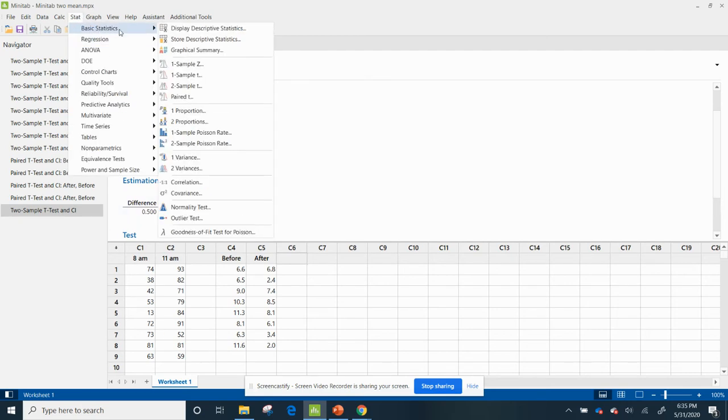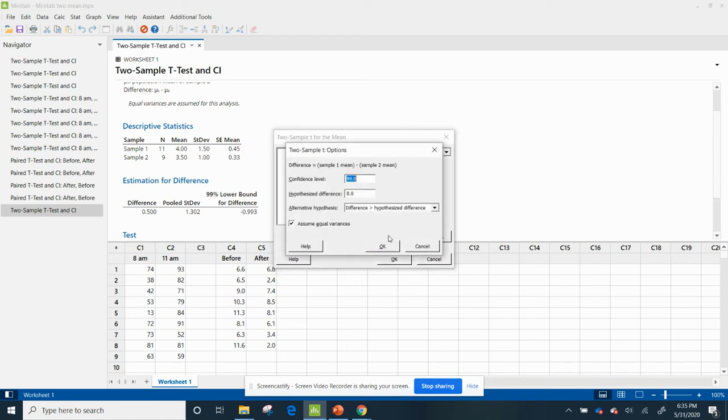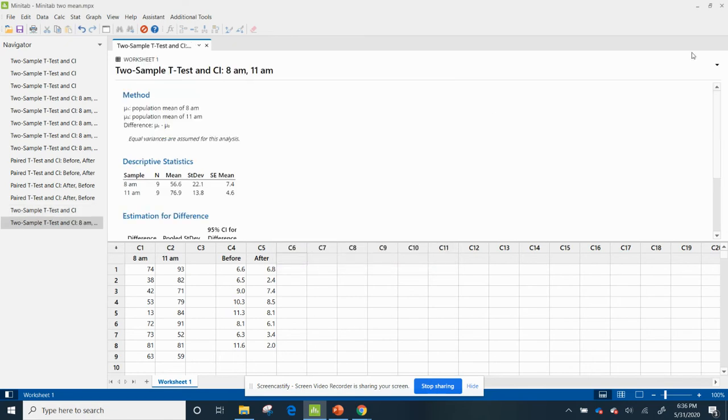All right, so what am I going to do? Stat, basic statistics, 2-sample t. Now I'm not going to use summarized data. I'm going to put each sample in its own column, right? Sample 1 is 8 a.m. Sample 2 is 11 a.m. I'm going to do options. All right, this one I did, it was a 95%. Hypothesized difference is always going to be zero, and then it's not equal because that's what my alternative is. I'm going to assume equal variance is checked, hit OK, hit OK. So then what am I given?